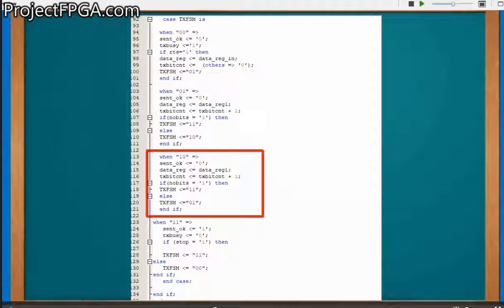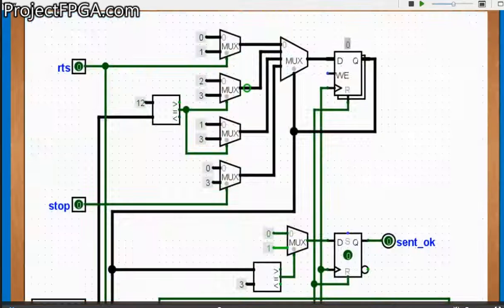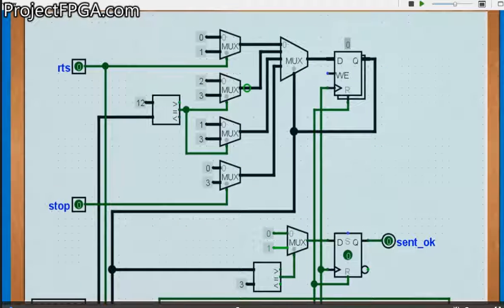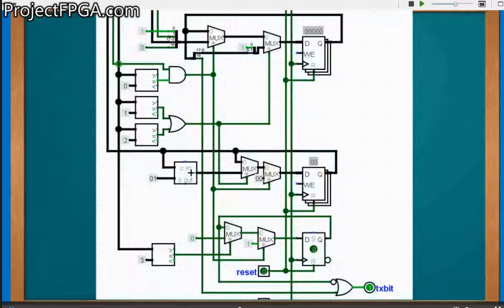State 0, state 1, state 2, and state 3. They can be represented here with a multiplexer. State 0 is the idle state. No transmission occurs here. If the ready to send signal is on, the transmitter resets the data register and TS bit count register, sets the TS busy register high, and moves to stage 2.